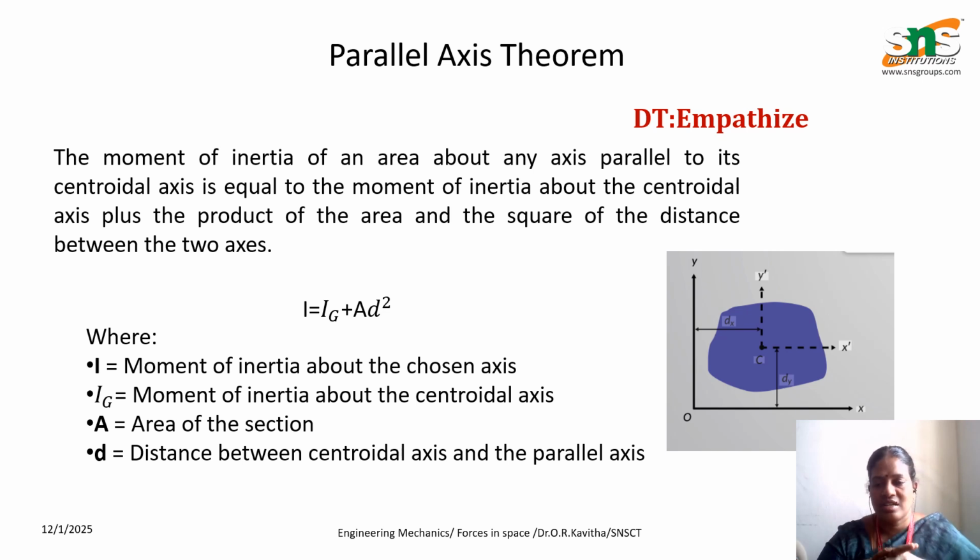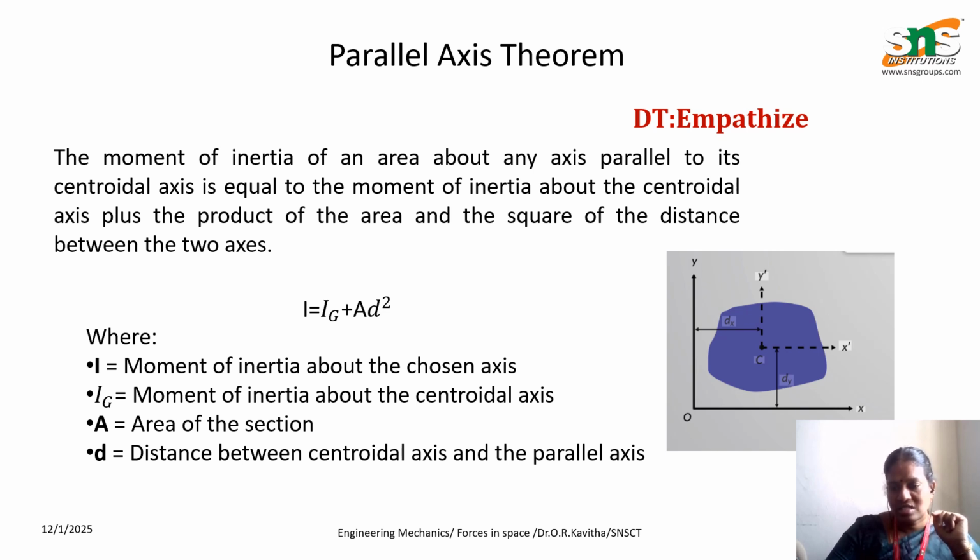So first we will see the definition. The moment of inertia of an area about any axis parallel to its centroidal axis is equal to the moment of inertia about the centroid plus the product of area into the distance square.